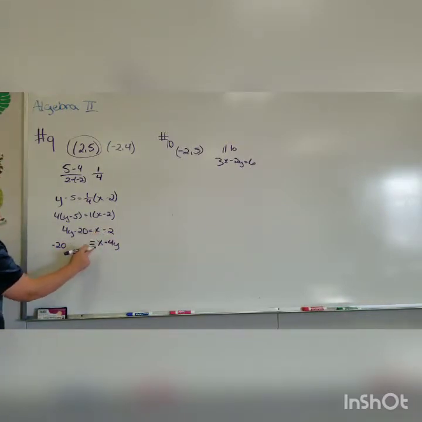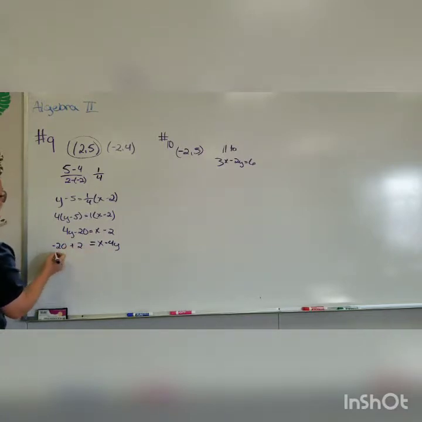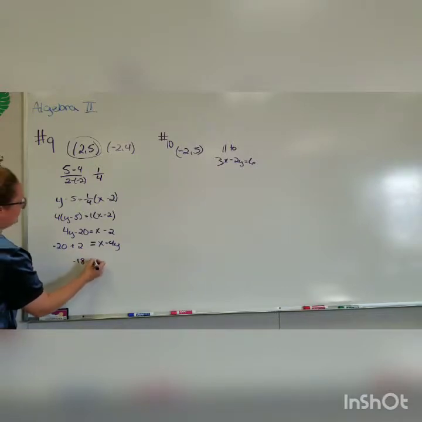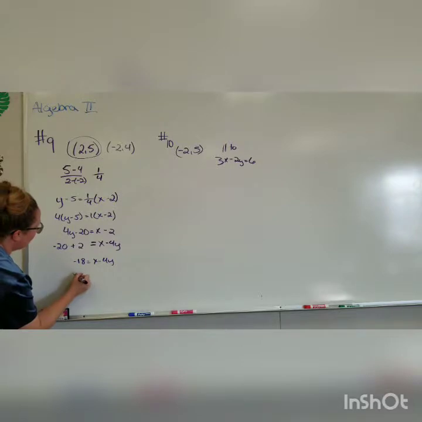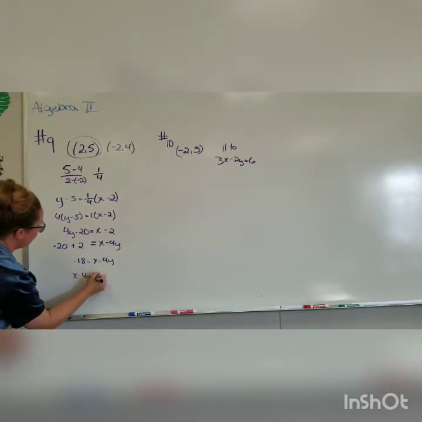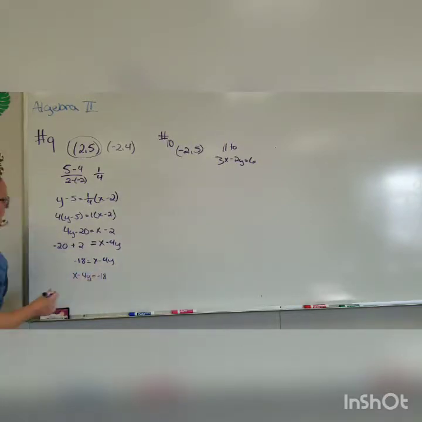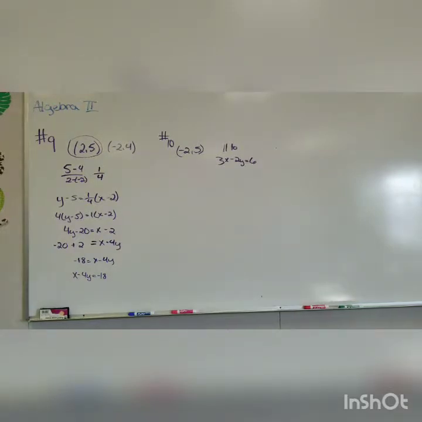And I'm going to add this 2 because my constants need to go to this side. Negative 20 plus 2 is negative 18. X minus 4y. Then when you have it all sorted out, you can flip it around, keep all your signs the same. So the final answer would be x minus 4y equals negative 18.